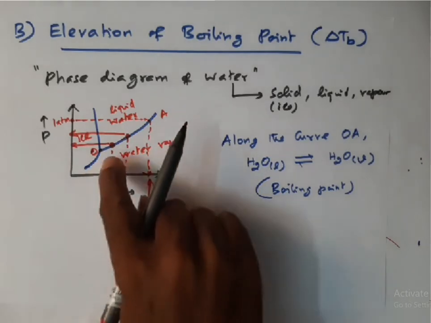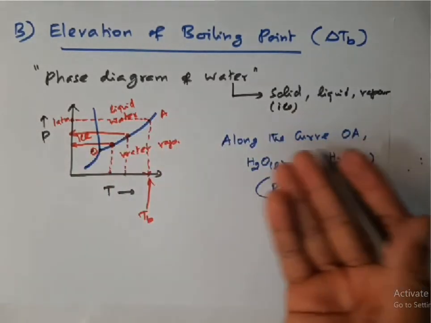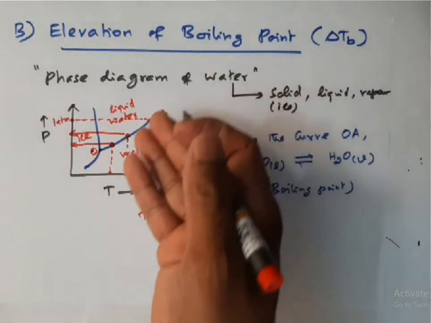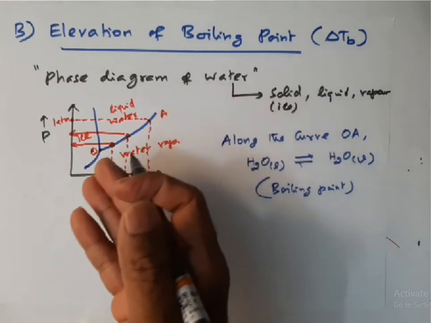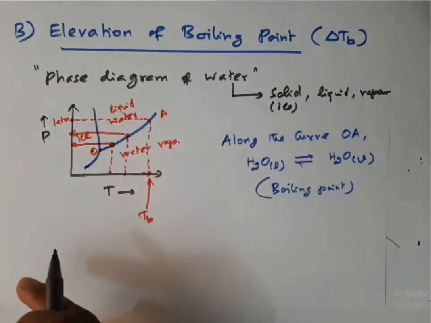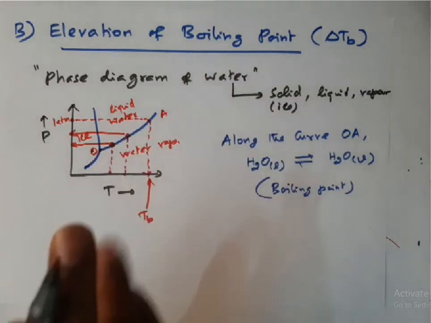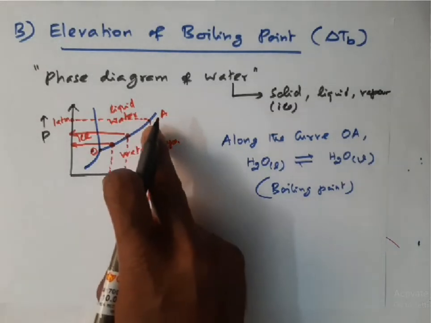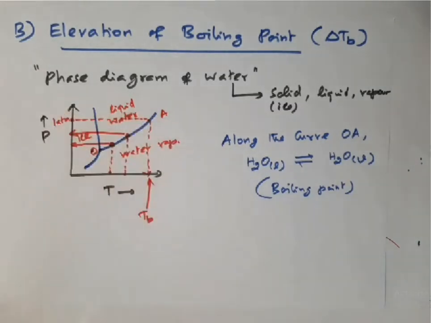So you can boil water at many different temperatures along the curve OA. But what is the normal boiling point? It is the boiling point when the pressure is 1 atmosphere. If the vapor pressure is 1 atmosphere, then the boiling point of water is the normal boiling point. Students, any doubt in this? Any doubt?